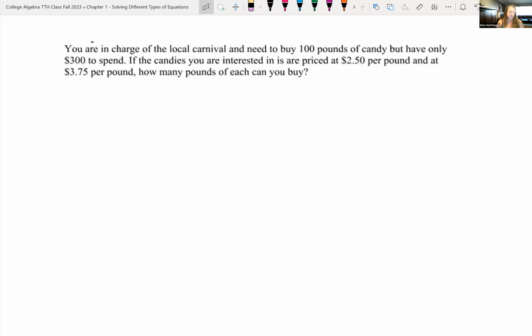Okay, so you're in charge. You need to buy 100 pounds of candy, but she only has $300 to spend. We know that there's two different types of candies that she's looking at. One of them is priced at $2.50 per pound, and one is $3.75 per pound. The question we're trying to answer is how many pounds of each kind?